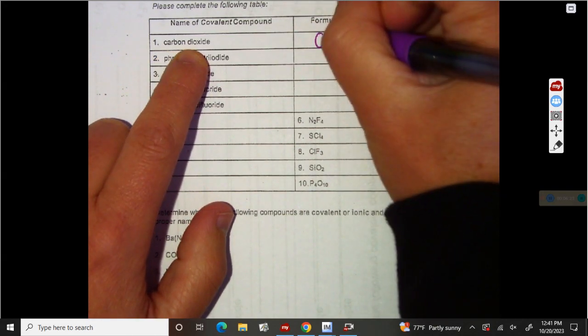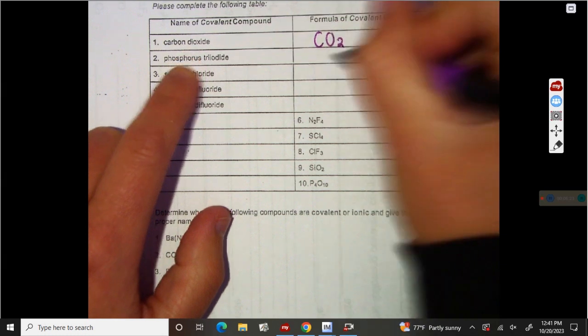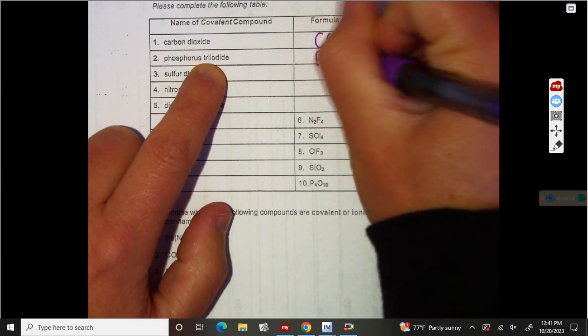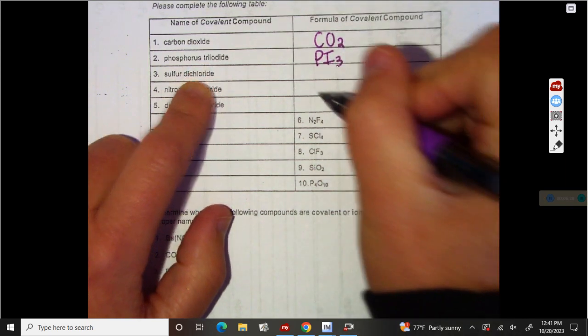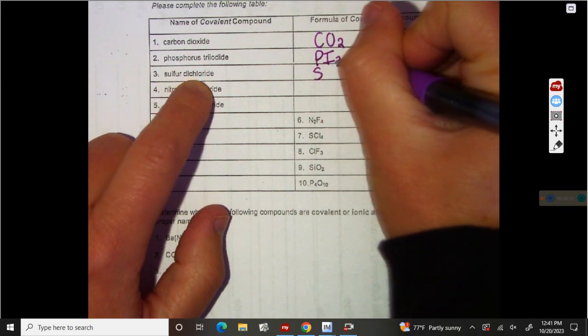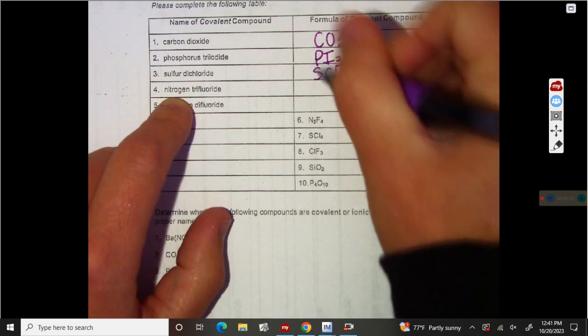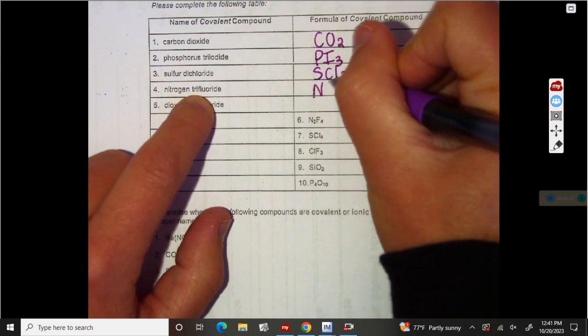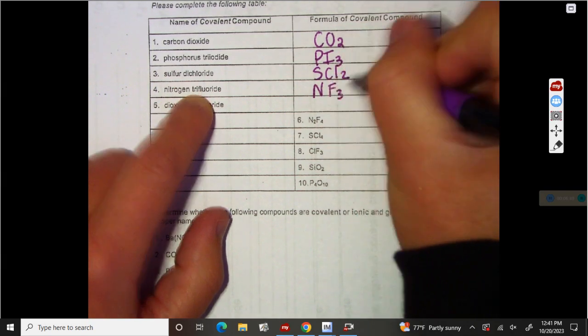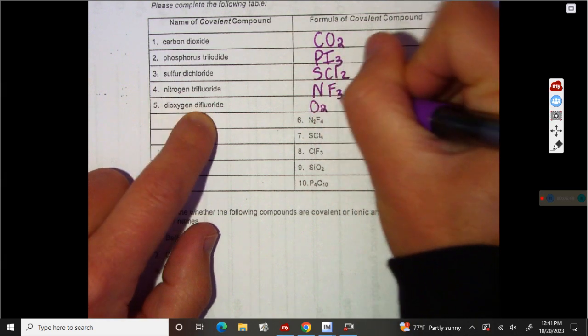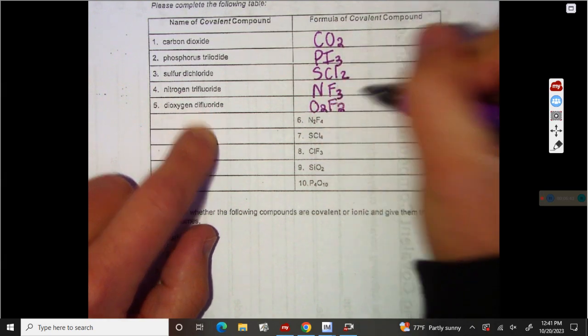So, carbon, I don't see a prefix, so I'm assuming there's just 1 dioxide. Di means 2, so I have 2 oxygens. Phosphorus, just 1 triiodide, so iodine with a 3. Sulfur, dichloride, that means there's 2 chlorines. Nitrogen, trifluoride, which means there's 3 fluorines. Dioxygen, so O2, difluoride, F2.